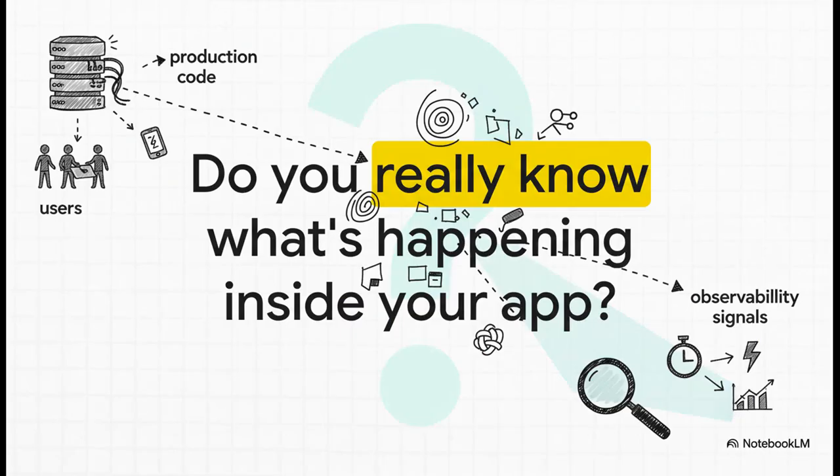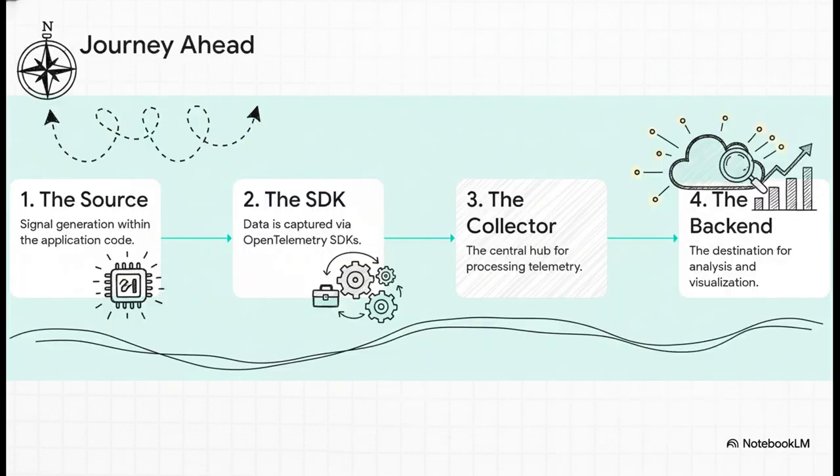So, your application is live. You've pushed the code, it's out there, people are using it, but do you really know what's going on under the hood? I mean, really? When things start to slow down or something just breaks, are you kind of flying blind? Well, this is the exact problem that observability is here to solve, and it all begins with capturing the right signals from the start.